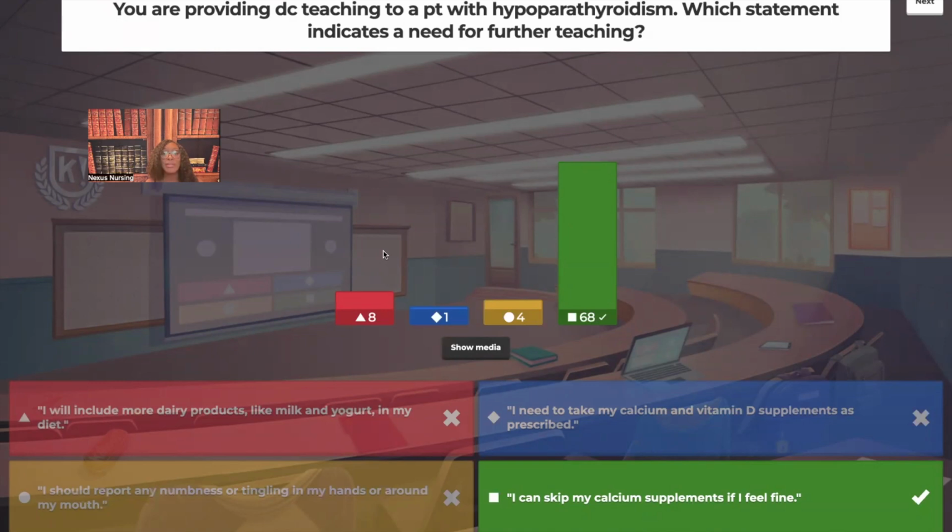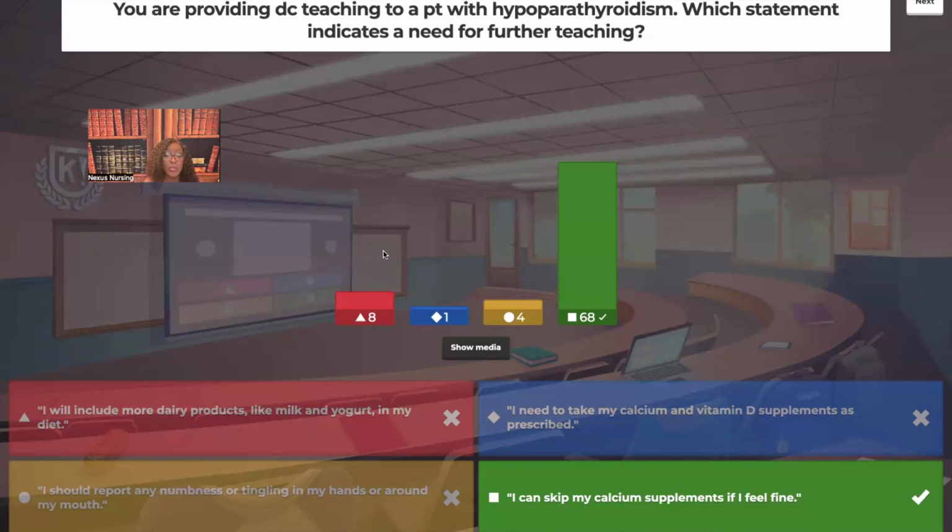If the patient has hypoparathyroidism, what that means is that they have hypocalcemia. Hypo, low, calcium, emia in the blood, low calcium in the blood. So including foods like dairy products, milk, yogurt, that's a good thing. That doesn't require further teaching. Taking the calcium and vitamin D as ordered, that doesn't require further teaching because remember I said, guys, it's not enough just to take calcium. Your body needs to be able to absorb it. So you're going to take calcium and vitamin D because the vitamin D is what makes you absorb the calcium.